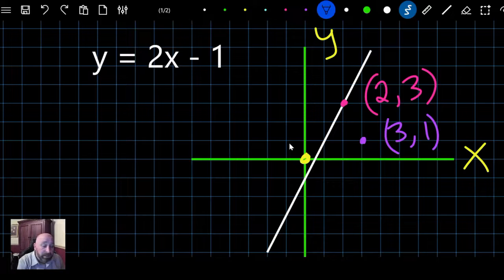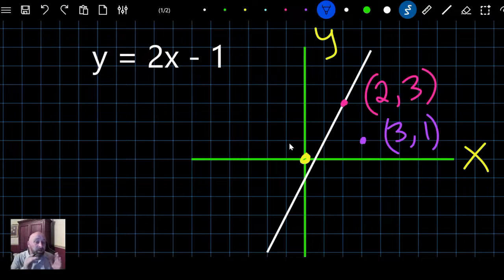Now, look at the next one, 3, 1. Again, we go over 3, 1, 2, 3, and then up 1. So there's our point at 3, 1. Is 3, 1 on the line? No, it's not on the line. So this one, check, on the line. This one, not on the line. All right, so you can see that's pretty obvious from the graph.